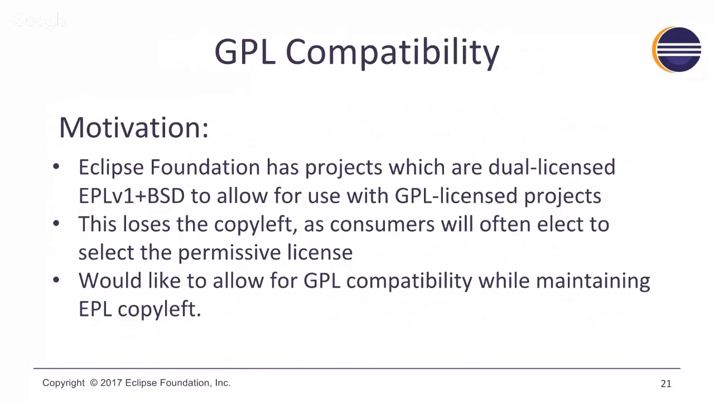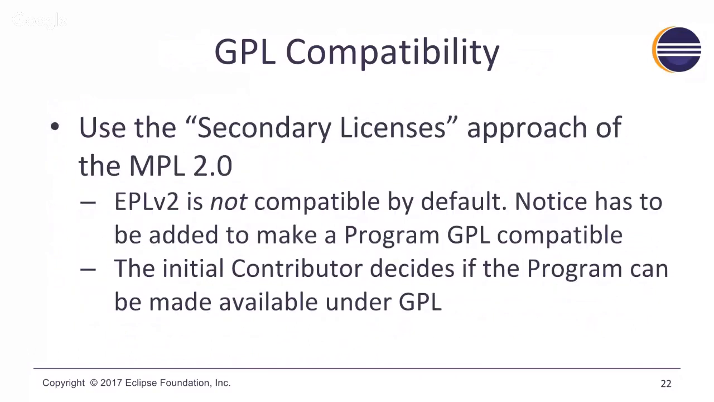that are hosted at Eclipse. We basically copied the approach that was taken in the Mozilla Public License version 2, except we implemented it in the opposite way. MPL version 2 is GPL compatible by default, and we are not. So you have to add a specific notice if you want your project to be GPL compatible. The person or entity that makes this decision is the initial contributor, so it will be a decision that a new project makes when starting the new project.